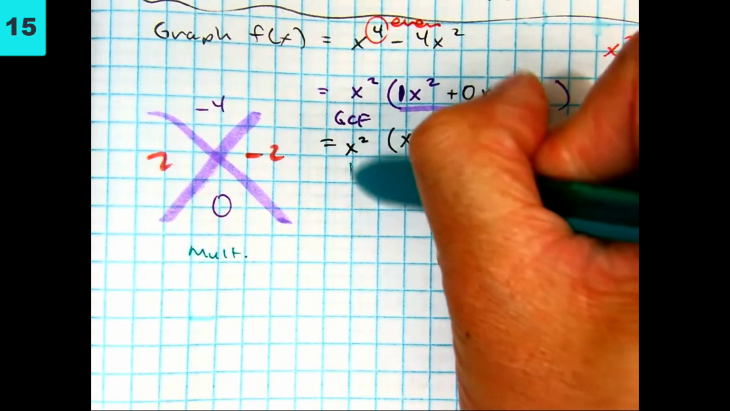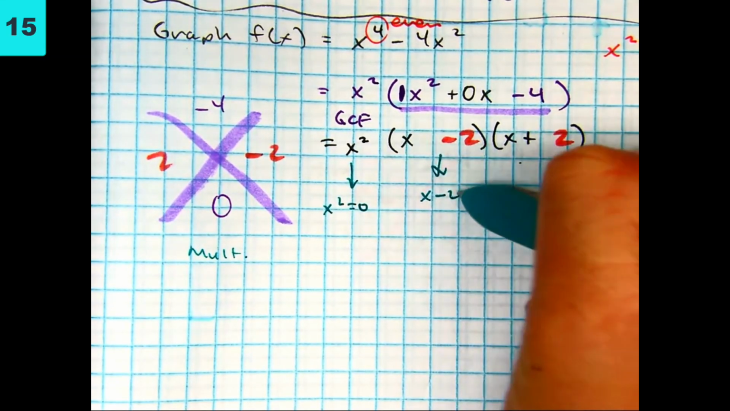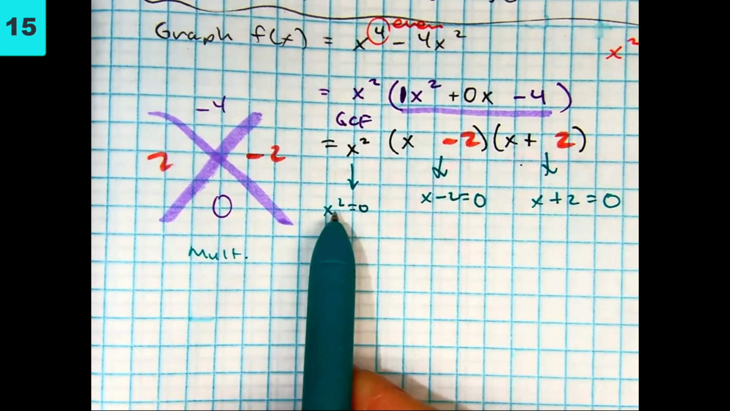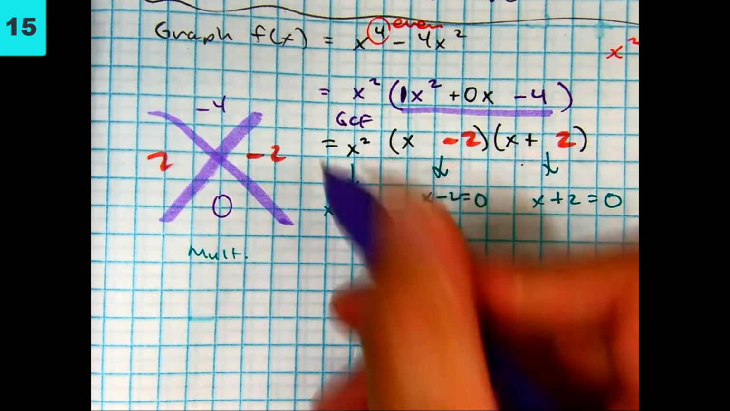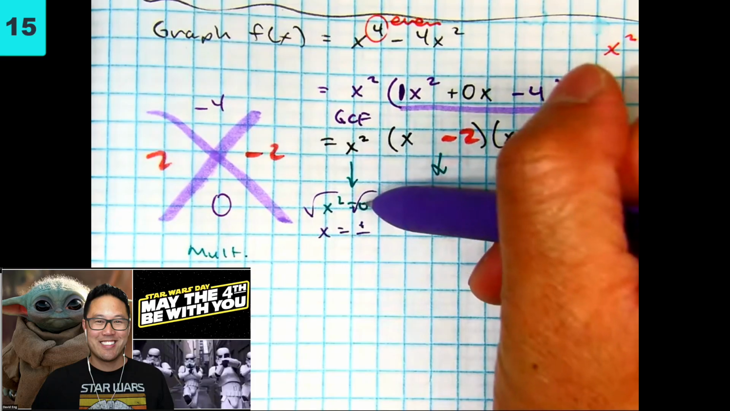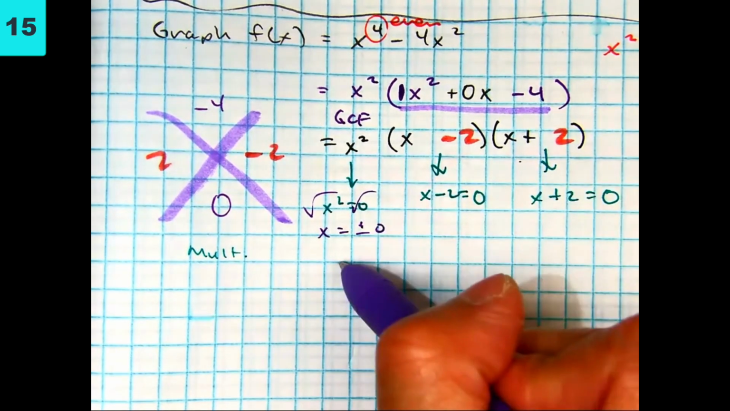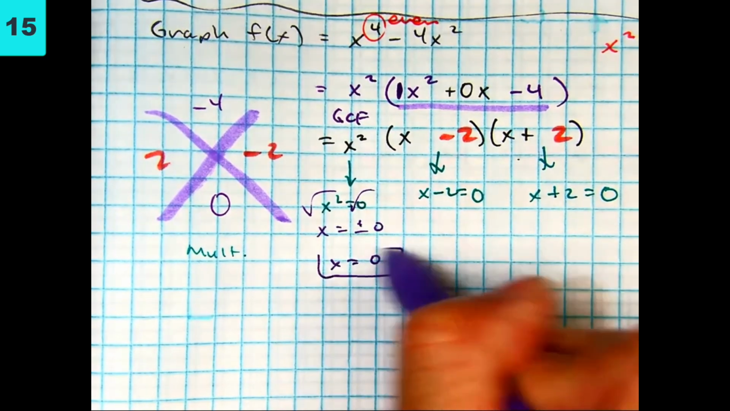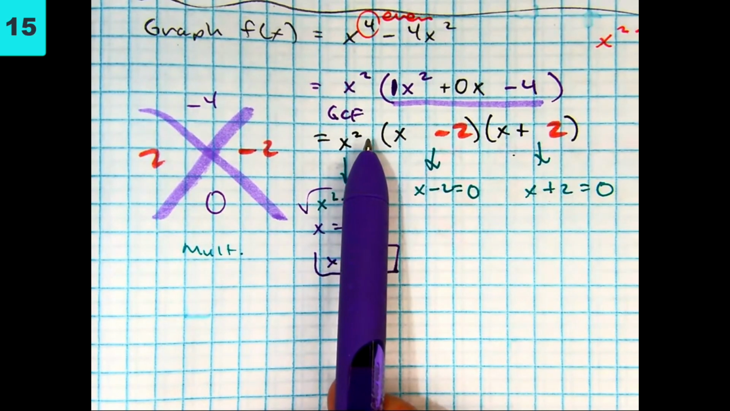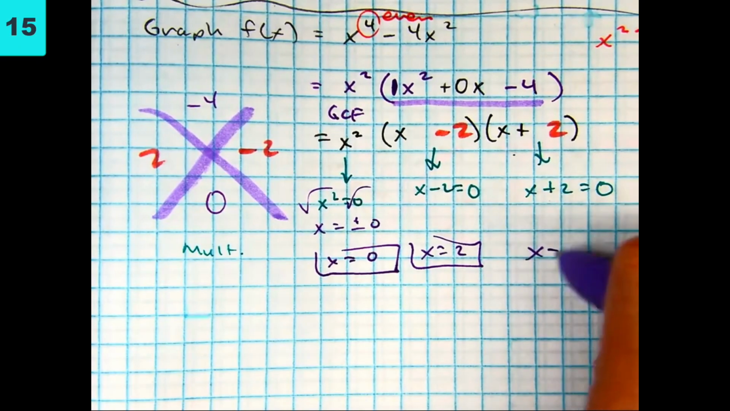If you think about multiplicity now, I'm going to set each of these equal to 0. Zero product rule. If I take the square root of both sides, you're going to get x equals plus or minus the square root of 0. Is there such thing as a positive or negative 0? No, it's just x equals 0. Did you notice what I did out here? Even the greatest common factor you're setting equal to 0. This one becomes x equals 2, and this one becomes x equals negative 2.